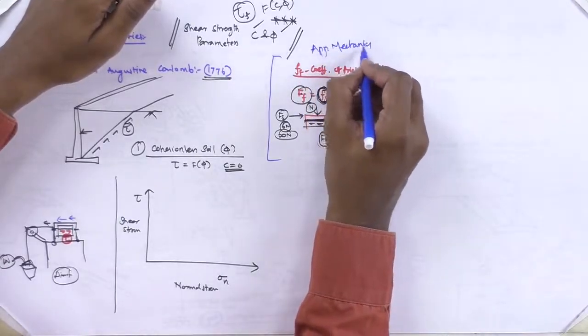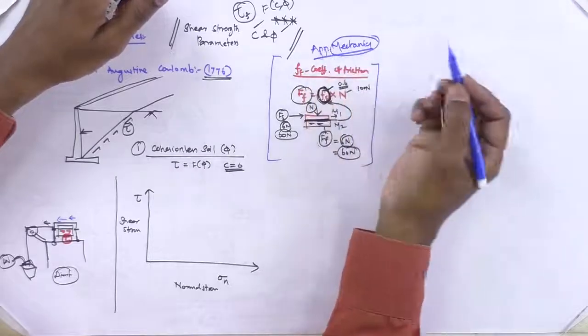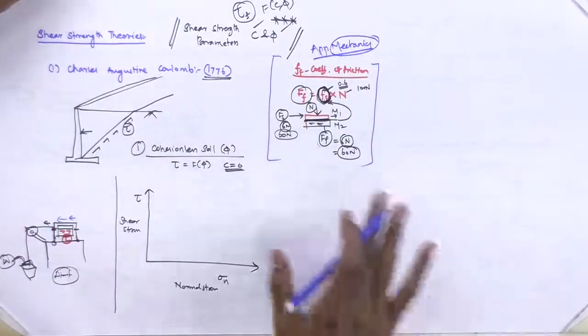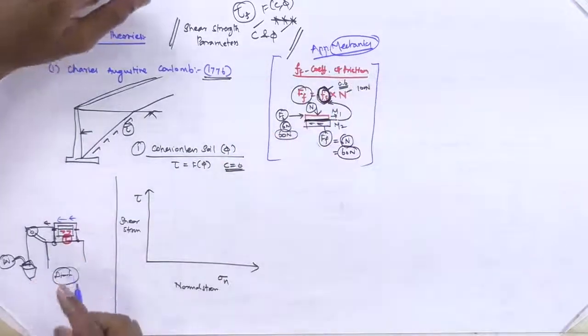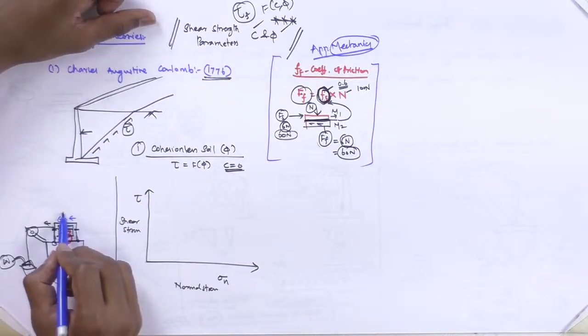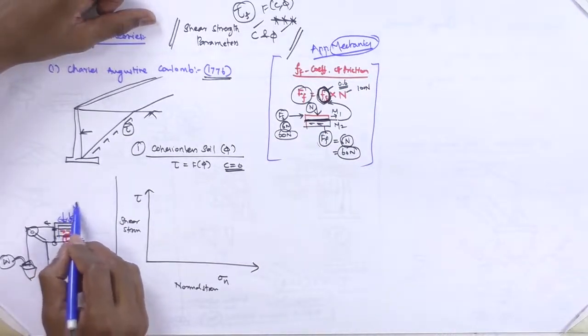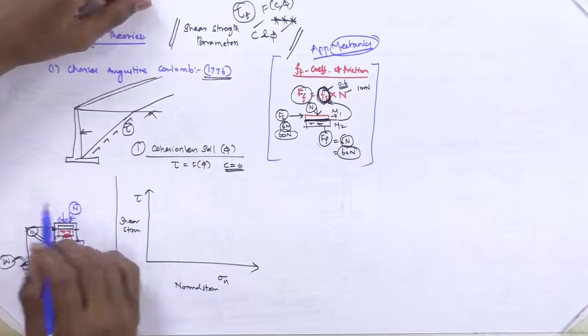So this is how soil mechanics has the name of mechanics added. I hope we have understood this. So what Coulomb has done: if you give normal load over it by increasing N, N1, N2, by the way.